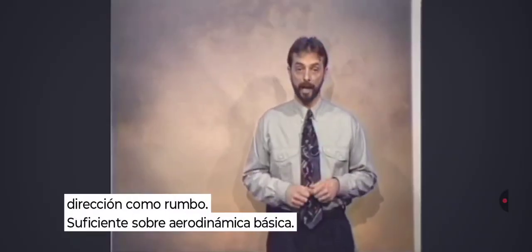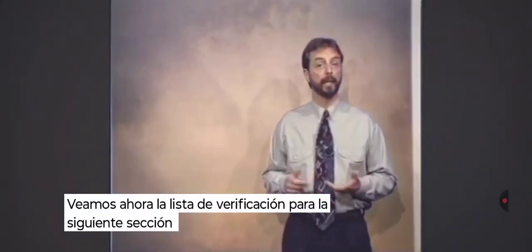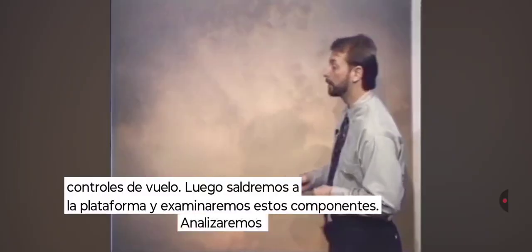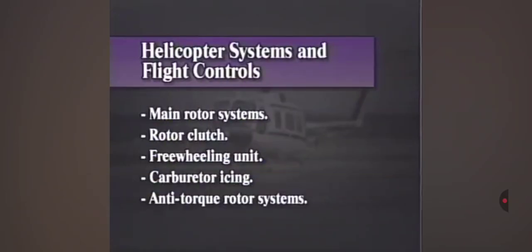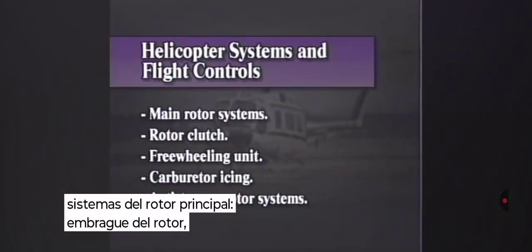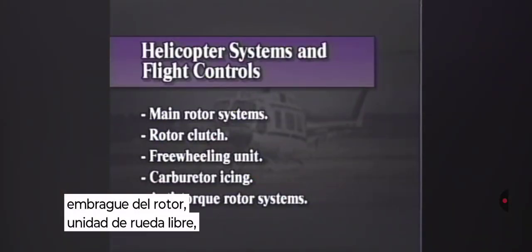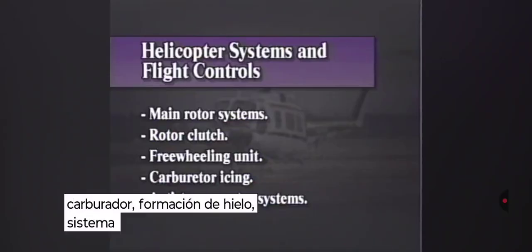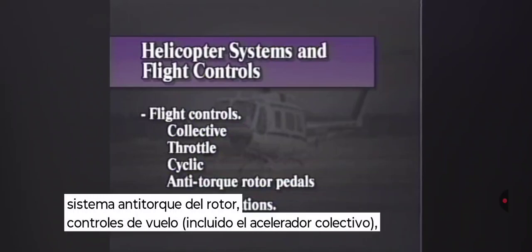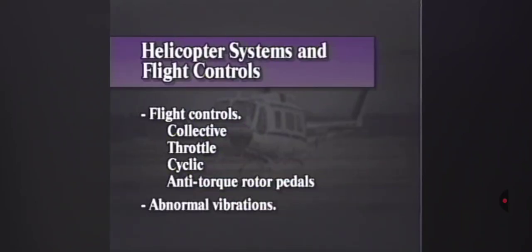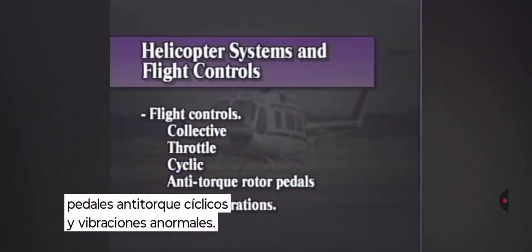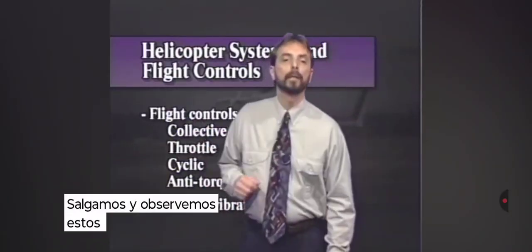Enough said about basic aerodynamics. Let's look at the checklist now for the next section on helicopter systems and flight controls. Then we'll go on out to the ramp and examine these systems up close. We're going to look at main rotor systems, rotor clutch, the freewheeling unit, carburetor icing, the anti-torque rotor system, flight controls, including the collective, throttle, cyclic, anti-torque rotor pedals, and abnormal vibrations. Let's go outside and take a look at these systems close up.